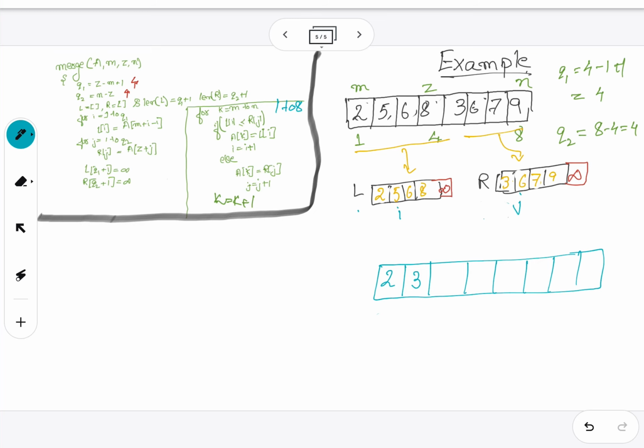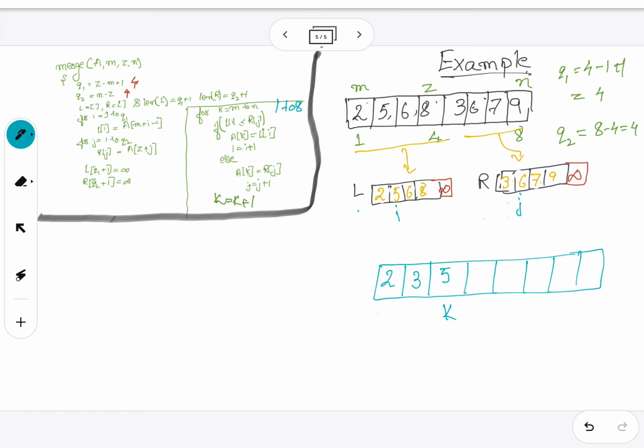Okay, just a minute. Maybe I've done something. Okay. So 2 is compared with 3, so 2 comes here, and j stays here. 5 is compared with 3, so 3 comes here. So i is here and j is here. Now k is here. Similarly, 5 and 6 will be compared, so 5 will be sitting here.